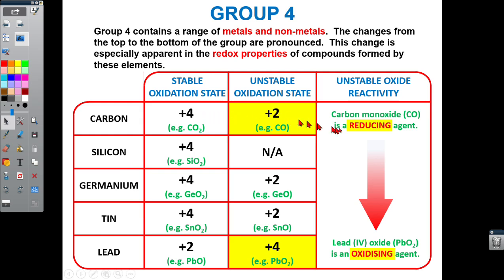Unstable oxidation states at the top being reducing agents, unstable oxidation states at the bottom being oxidizing agents. You need to be able to understand why that happens. You need to be able to explain how the inert pair effect gets more common as we come down the group, and you need to understand and be able to explain how they are reducing agents at the top and the unstable oxides are oxidizing agents at the bottom of the group. So fill in your booklets and make sure you answer lots of questions on this because it's a very common exam question.